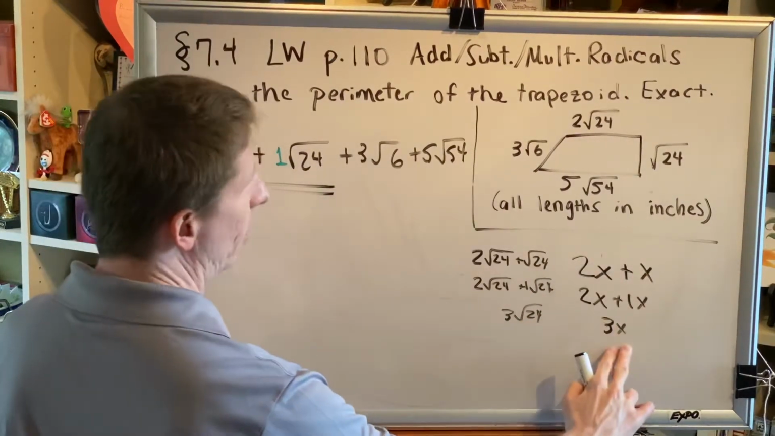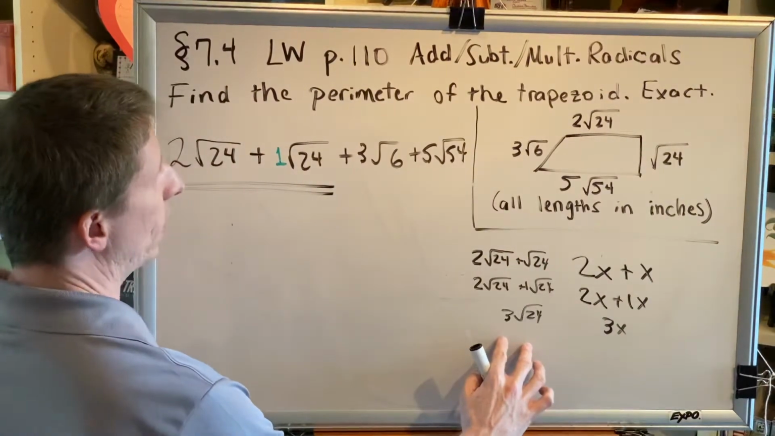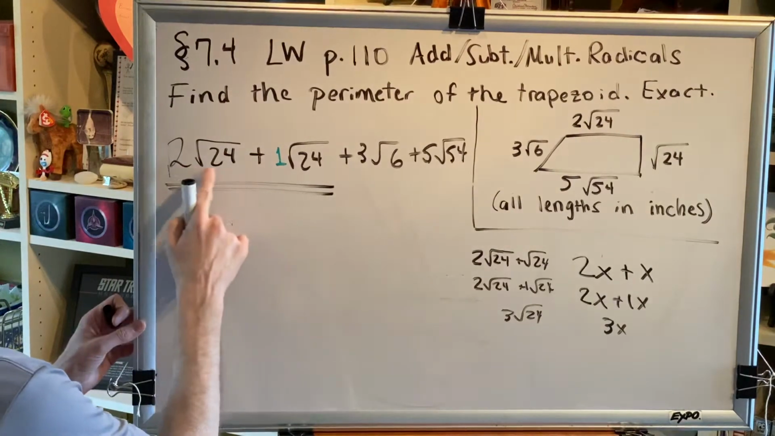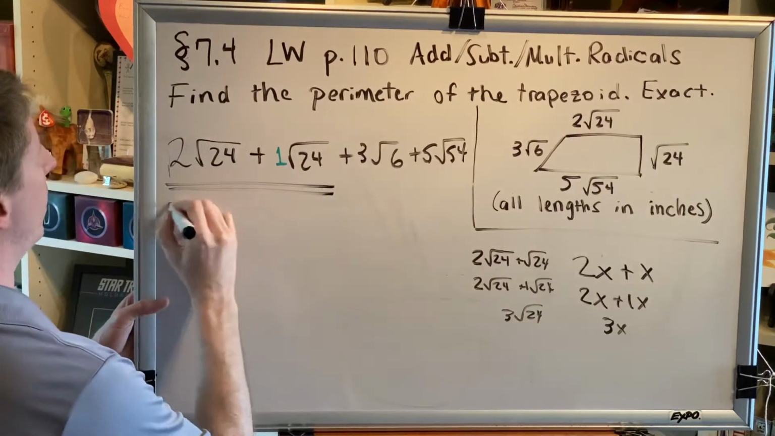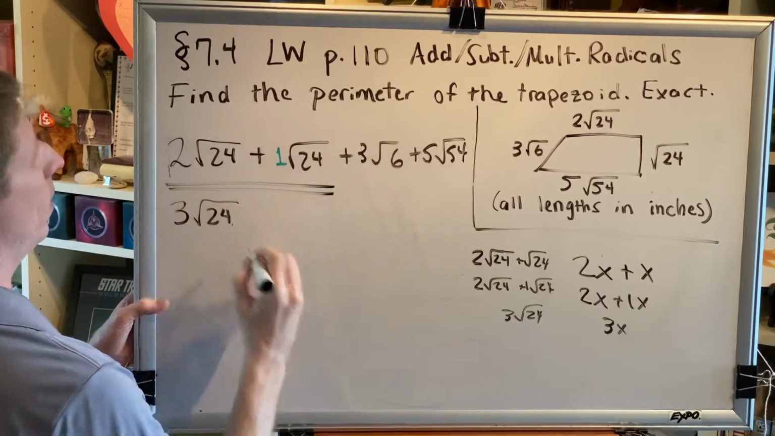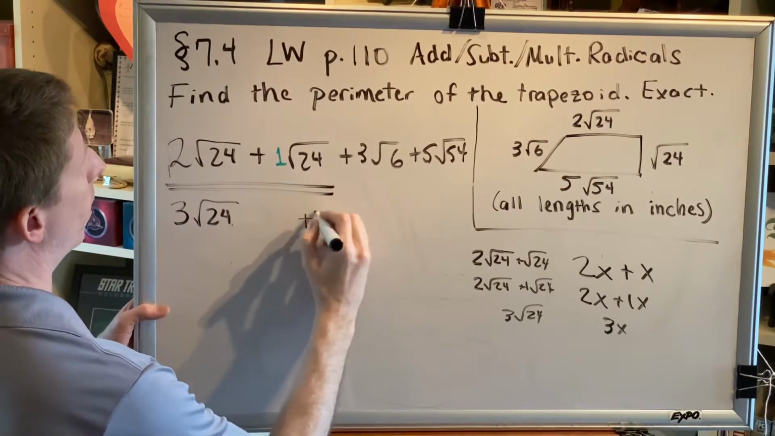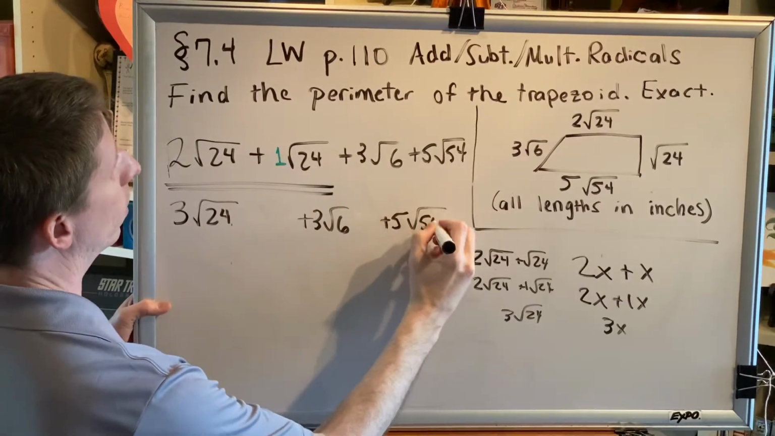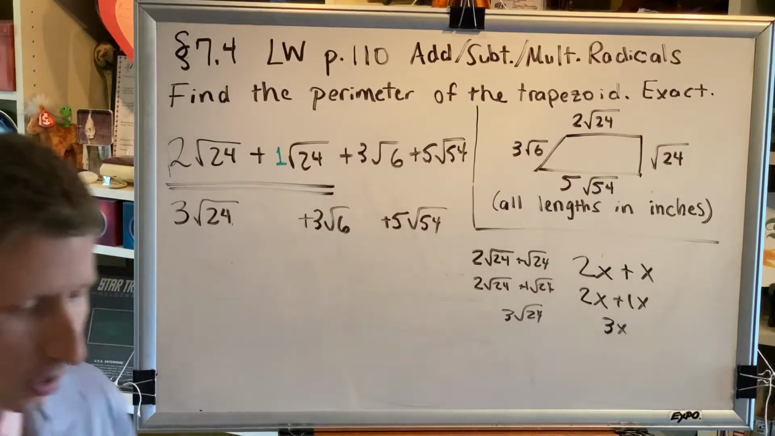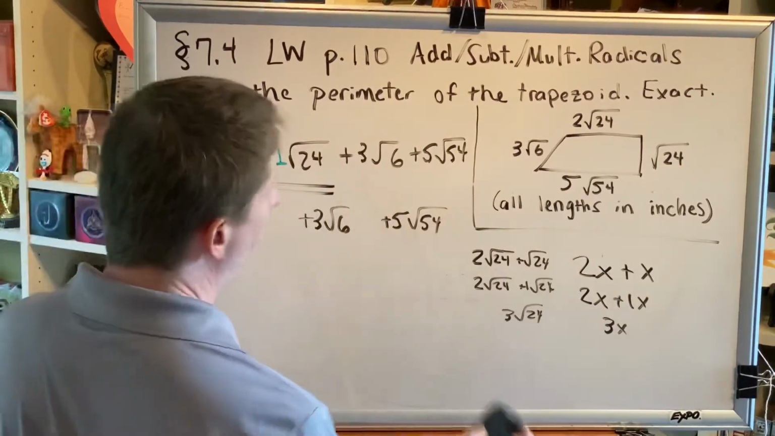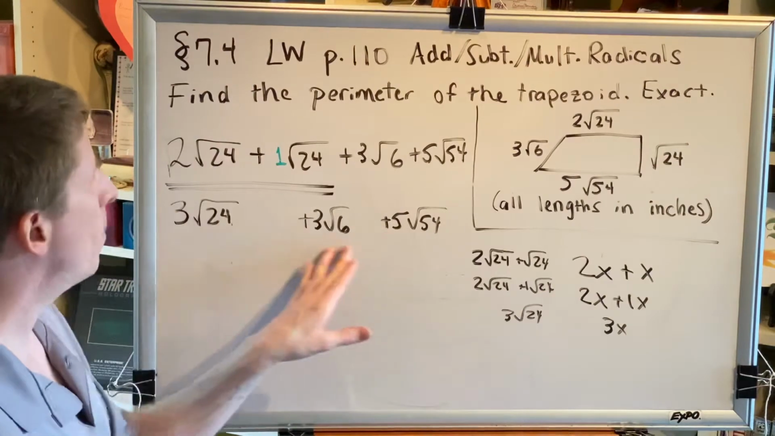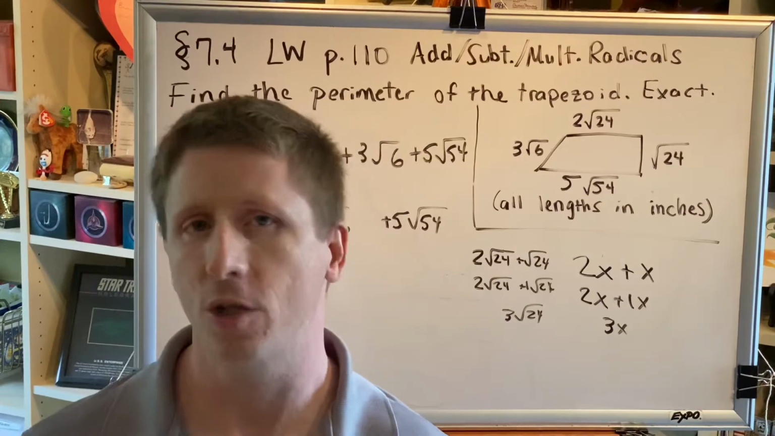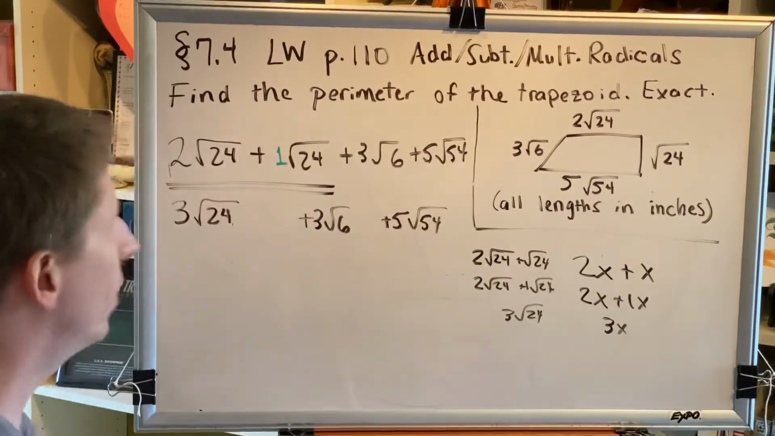Just like the variable does not change when you combine likes, the same thing can be said of radicals. The radical does not change when you combine like radicals. So 2 root 24 plus 1 root 24 is 3 root 24. And then of course I still have the rest of the problem. Plus 3 root 6 plus 5 root 54. Now, am I done with this problem? Is that as far as I can go? The answer is no. The reason is that these may yet still be like radicals. As we learned in our previous video, we have to simplify radicals first before we can determine if they're like. So let's simplify these radicals.